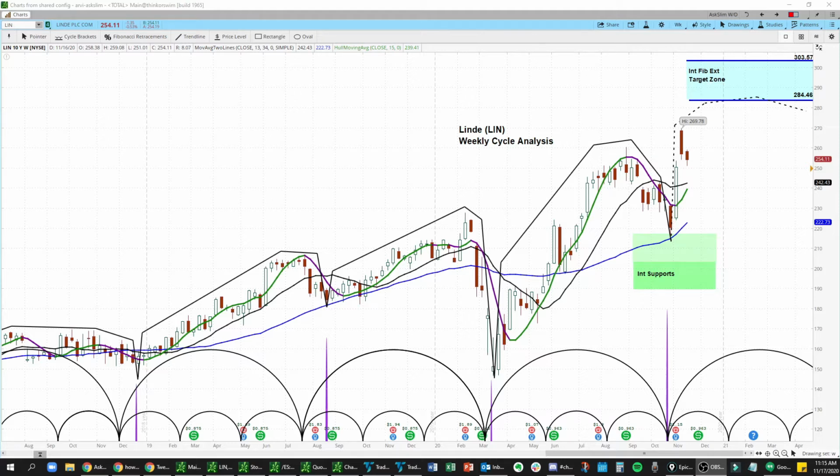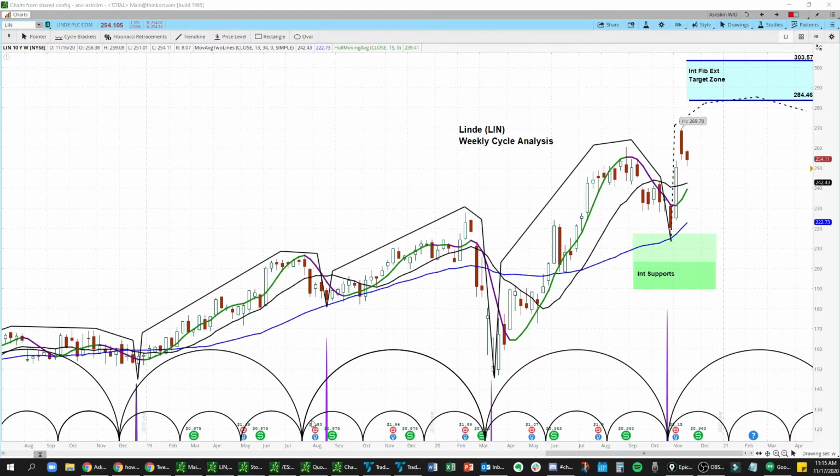In this video, we're going to walk through our weekly and daily cycle analysis on Linde, symbol LIN. So let's go ahead and walk through our weekly cycle chart first. For Linde, we have a dominant weekly cycle, which is then broken up into minor thirds, as you can see here. And these are actually very clear, so let's walk through this.